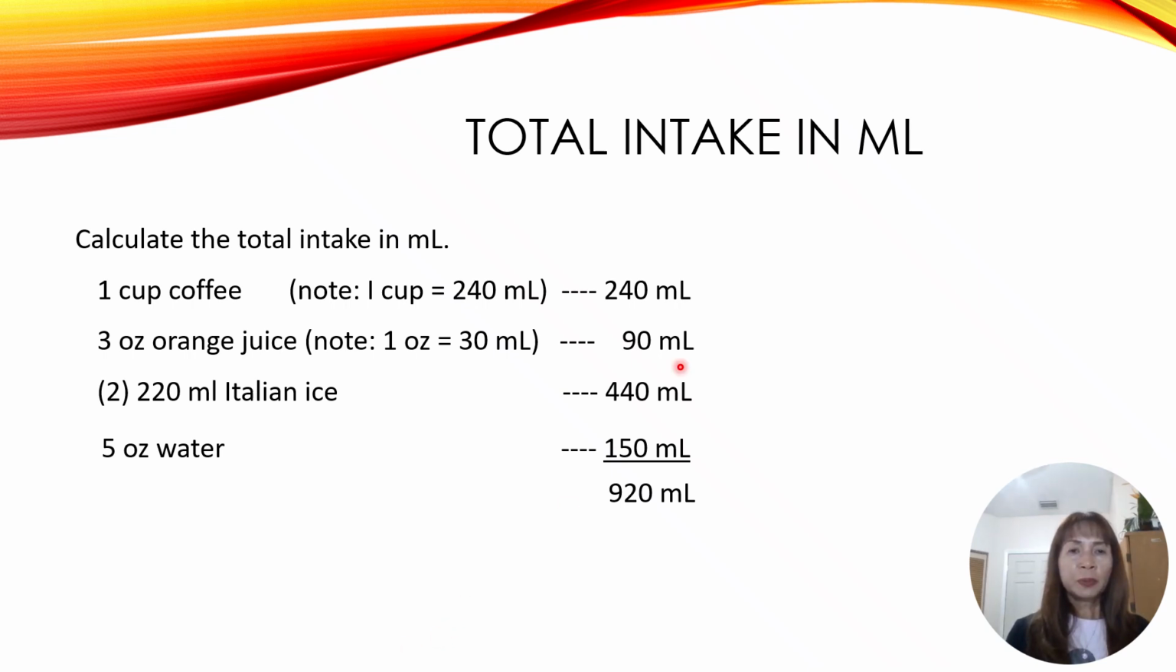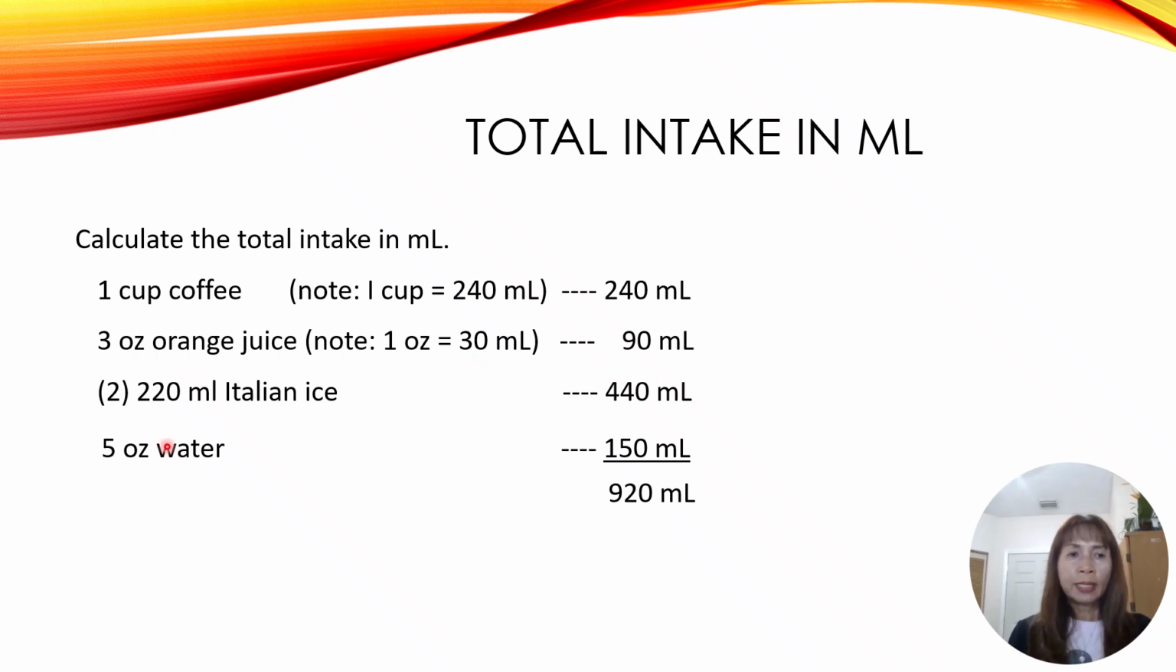Okay, so now this problem is simply recording total intake for the patient. We are going to use 240 ml for 1 cup and 30 ml for 1 ounce. The patient had 1 cup of coffee, so that is 240 ml. Now 3 ounces of orange juice, that will give us 90 ml, because 3 times 30 is equal to 90.